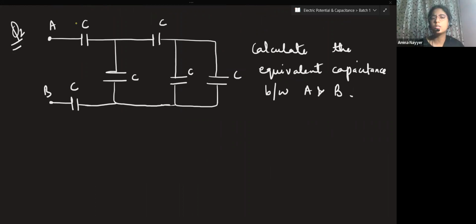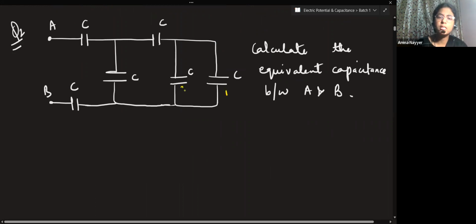For the ease of calculation, let's just name the capacitors. Naming them won't make a difference because all of them are identical, having the capacitance C. Let's name this one 1, this is the second, this is the third one, fourth, fifth, and this is the sixth one.